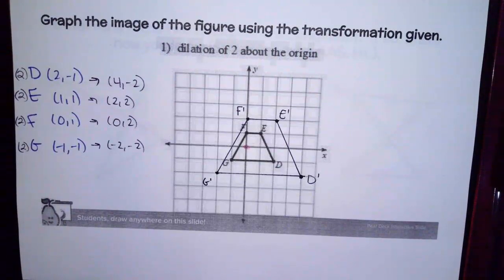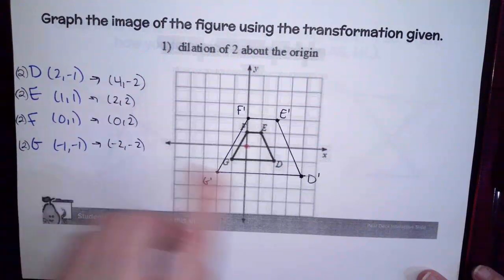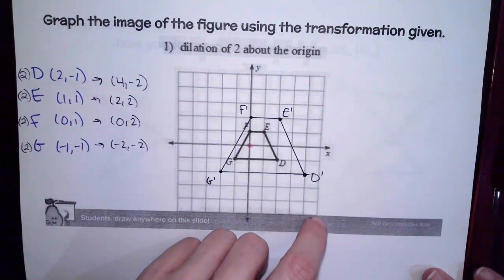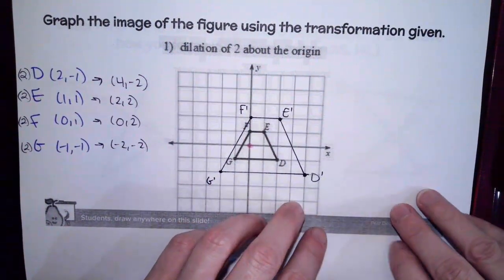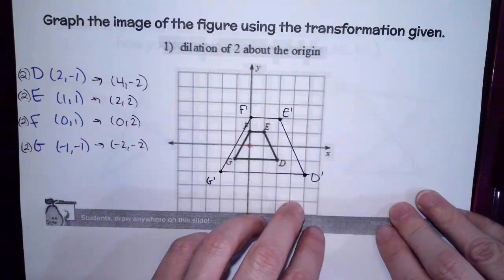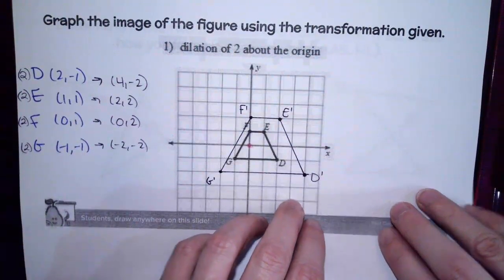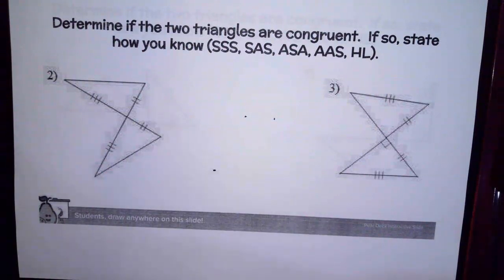Alright, I don't know where the video cut me off last time, so I'm going to leave this up here. I blew all of them up by a factor of 2. I plotted them and I connected the dots. So you might see dilation on the test. Just be ready. Alright, now determine if you know the two triangles are congruent.